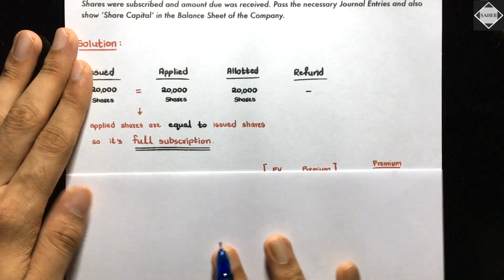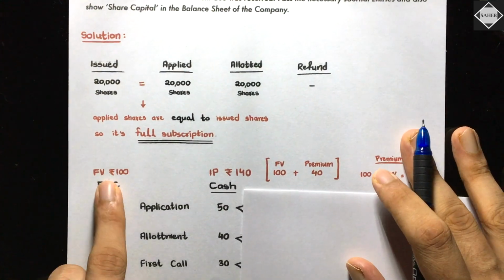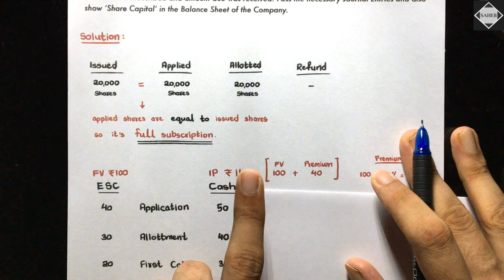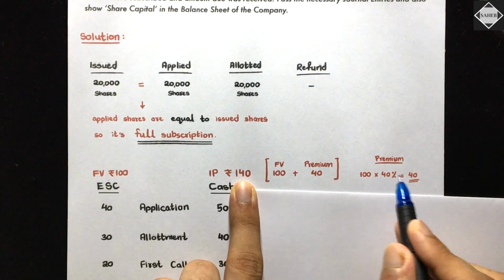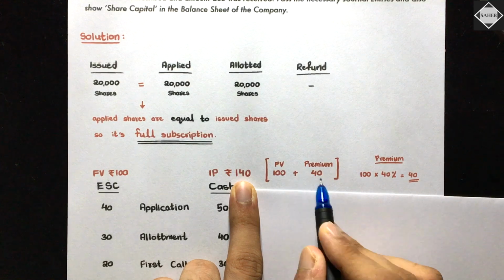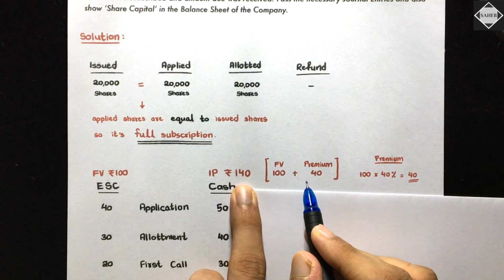Then about this we have to understand properly. See here, it's really simple. Face value is rupees 100, issue price is 140. How did we get 140? They said 40% premium. So on 100 we calculated 40%, we got 40. We added, that's equal to 140.